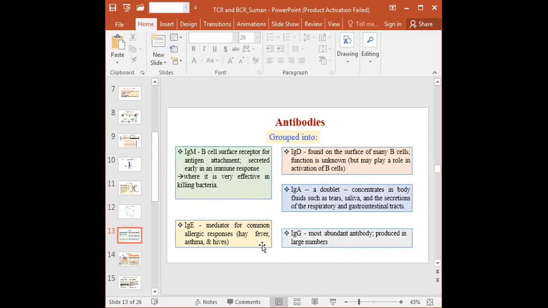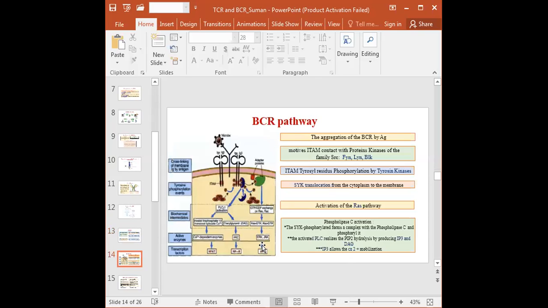All these antibodies are grouped into 5 different groups. IgM, IgE, IgD, IgA, and IgG have different functions. IgM is effective in killing bacteria. IgE is the mediator of allergic responses like hay fever, asthma, hives, and so on. IgA is found in saliva, tears and milk. IgG is most abundantly found in serum.